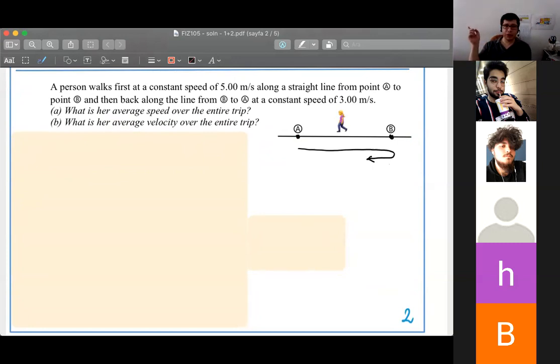Can you hear the noise? There's some noise here, but is this microphone picking it up?